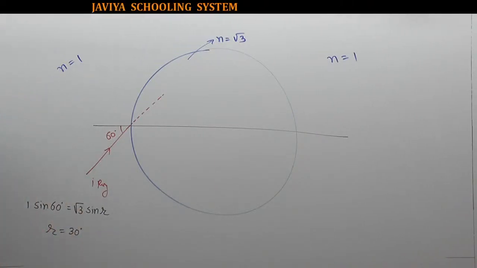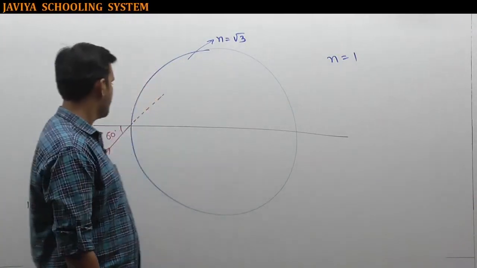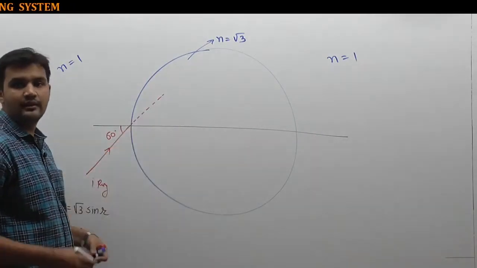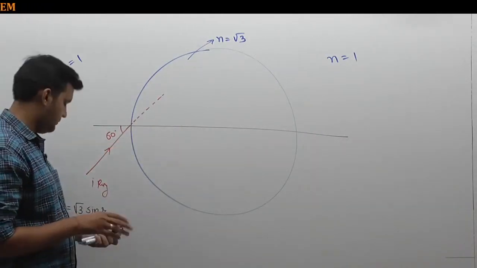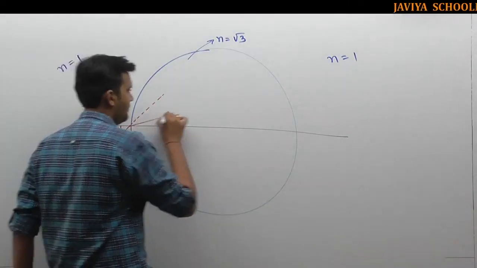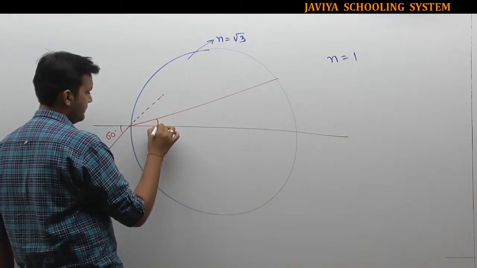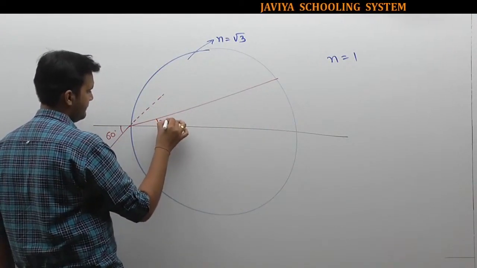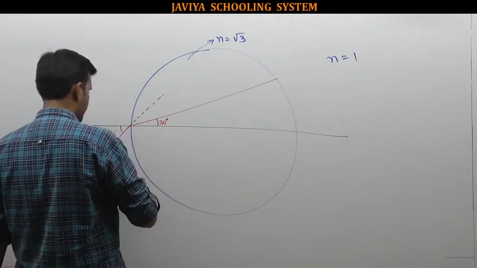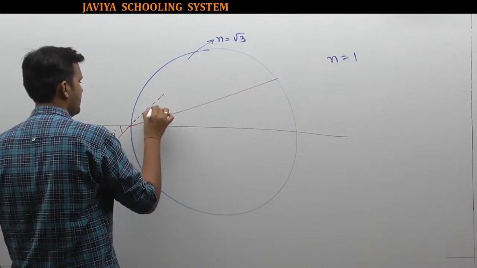R is 30 degree. 30 degree from where? From the perpendicular, from the normal. So this is the normal, and this is rarer and this is denser. So it's bent towards the perpendicular. So this is the further path of the ray. So this angle is 30 degree, right? While this total angle is 60 degree, because this is 60.